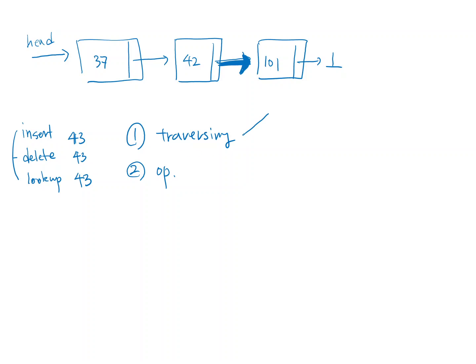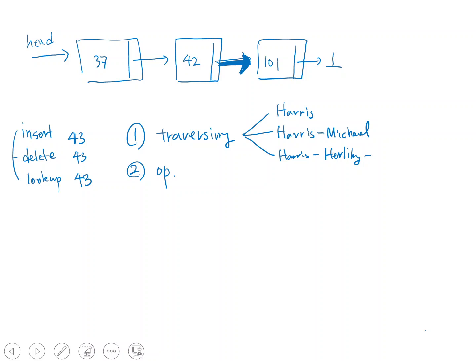And there are actually three traversing strategies. The oldest one is due to Harris, and another strategy is due to Harris and Michael, and another is due to Harris, Herlihy, and Shavit. I am not sure of the spelling, but probably it is correct.